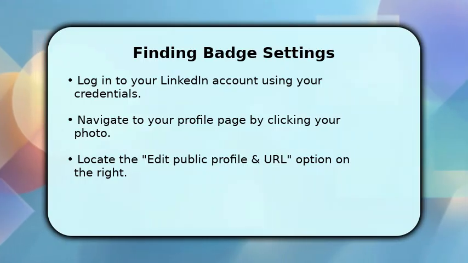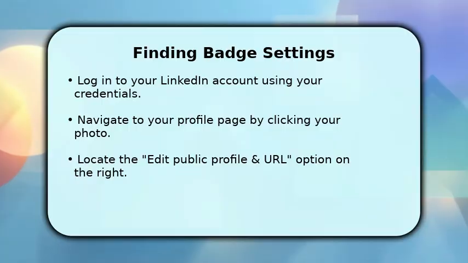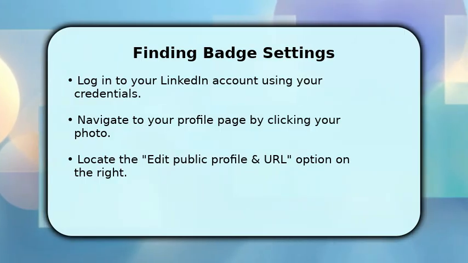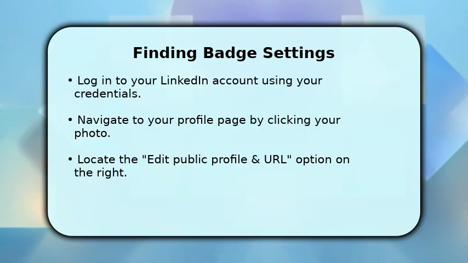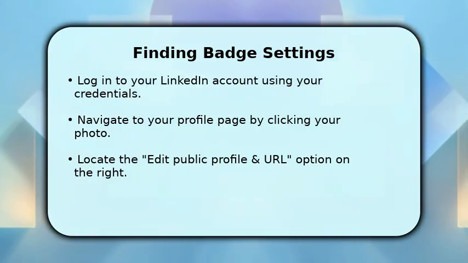Once logged in, click on your profile picture to access your main profile page. On the right-hand side of your profile, you'll find a section labeled Edit Public Profile and URL. This is where you'll begin the process of customizing your public profile settings and generating your unique badge. It's a crucial step to ensure your professional brand is visible.